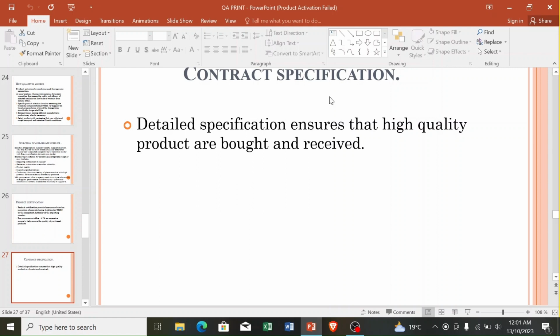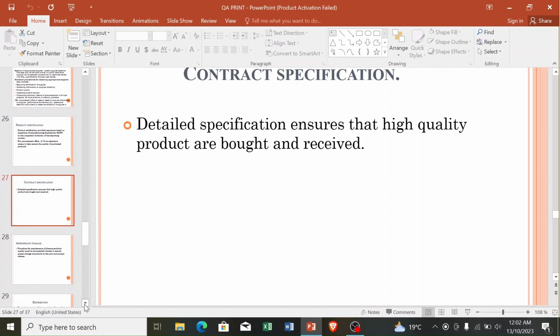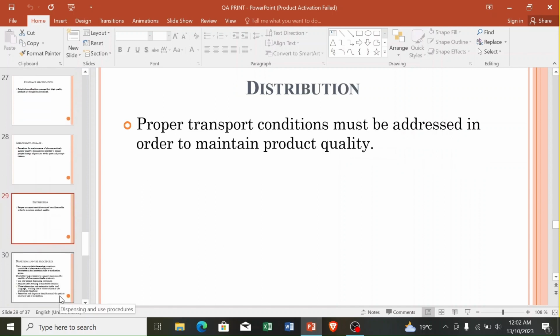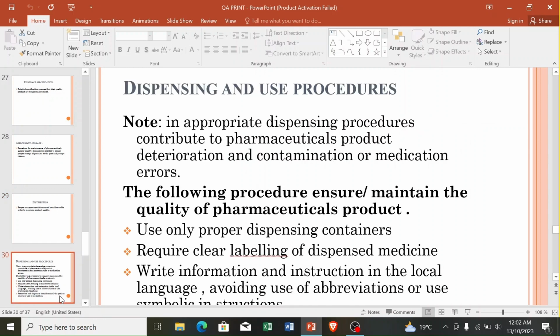Then we have contract terms. In case you have agreed with your supplier, what are your contract specifications or terms with them? Detailed specifications ensure that high quality products are bought and received. The next is appropriate storage. Procedures for maintenance of pharmaceutical quality must be documented in order to ensure proper storage of products at the port and prompt release. The next is what we call distribution. Proper transport conditions must be addressed in order to maintain the product quality.